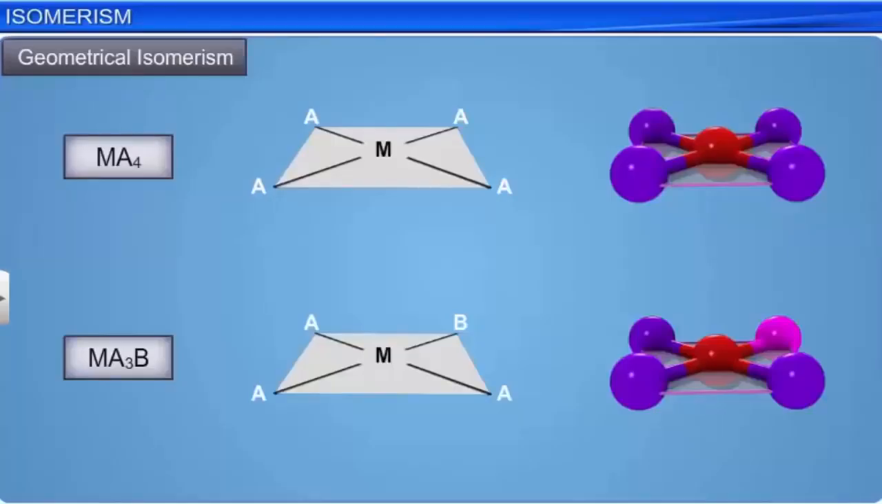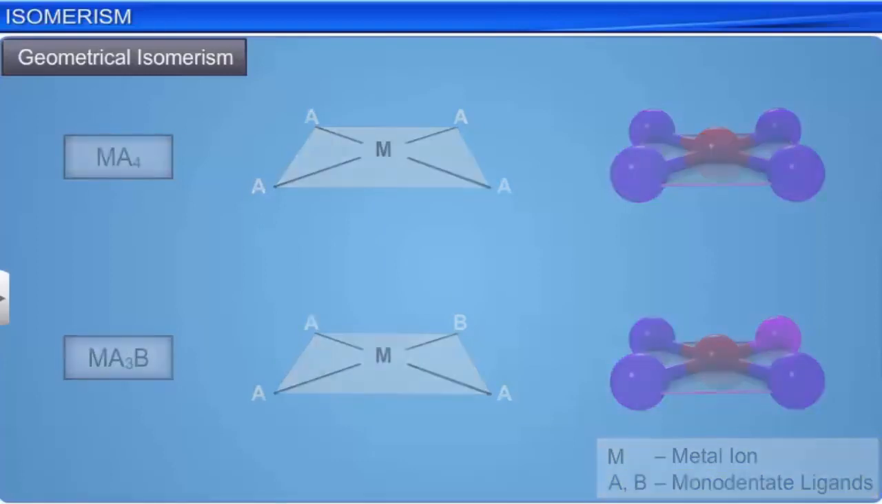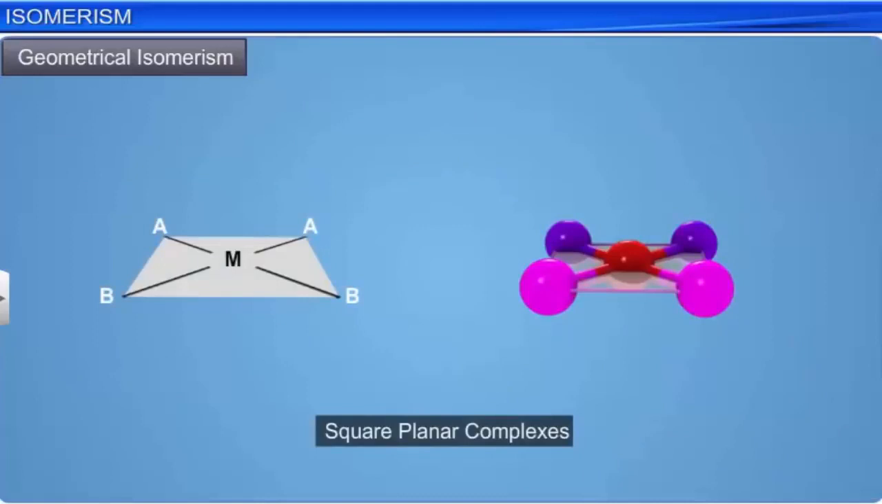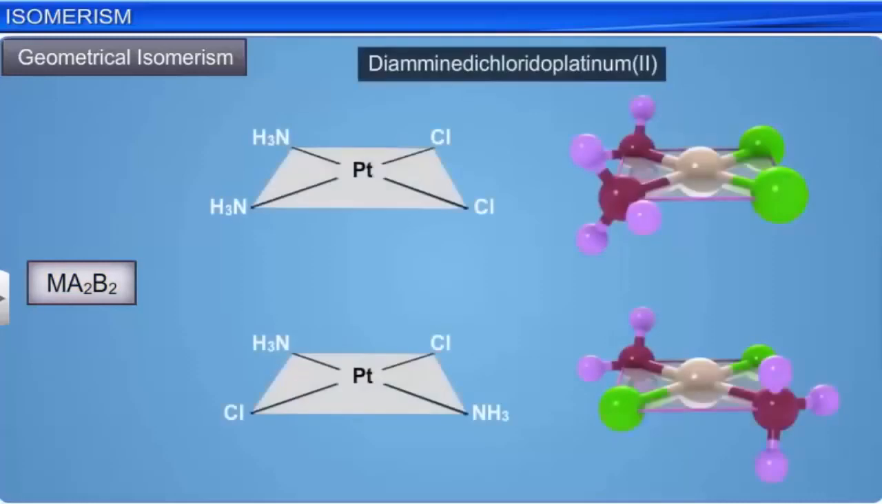In square planar complexes, compounds with the general formula Ma4 and Ma3b do not show geometrical isomerism. Here, M is a metal ion, while A and B are monodentate ligands. The square planar complexes shown here usually show cis-trans isomerism. The first complex is of the type Ma2b2. The best example of this type is diamine dichloridoplatinum(II). Both cis and trans isomers of this complex are shown here.